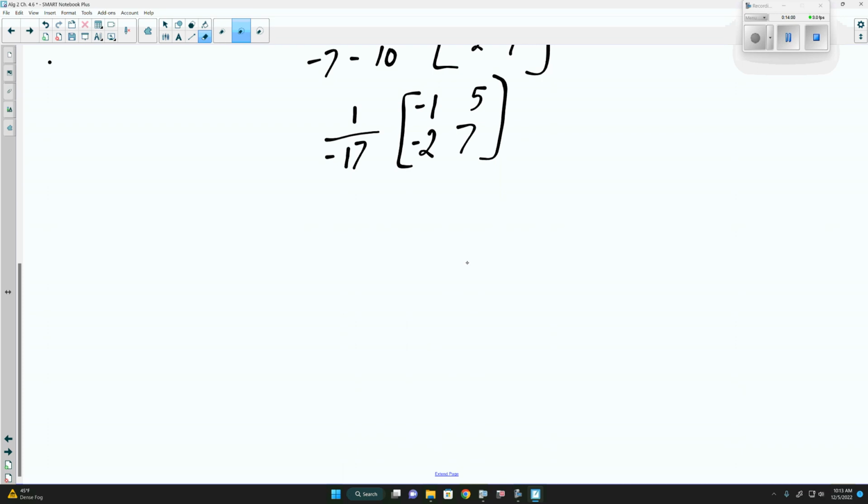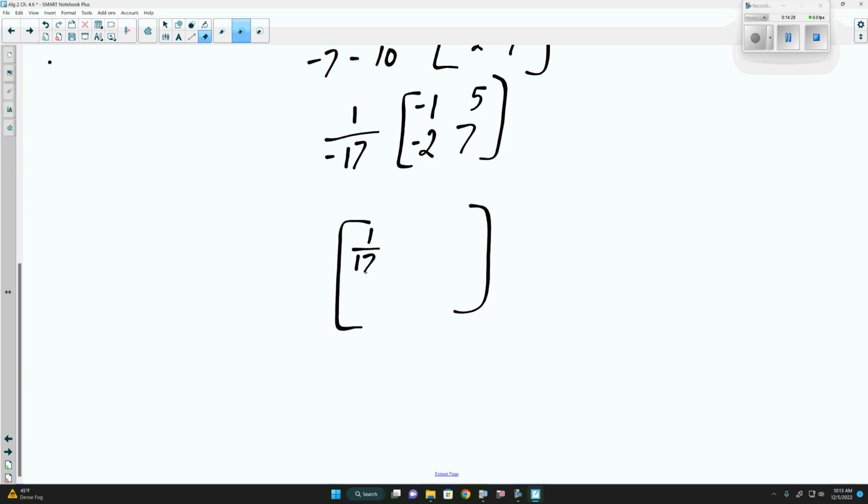Negative 7 minus 10 is going to be negative 17, and it gives us negative 1/17 as a total number. Now we just need to multiply each one of these by negative 1/17, and we're done. Negative 1 times negative 1/17 is positive 1/17.